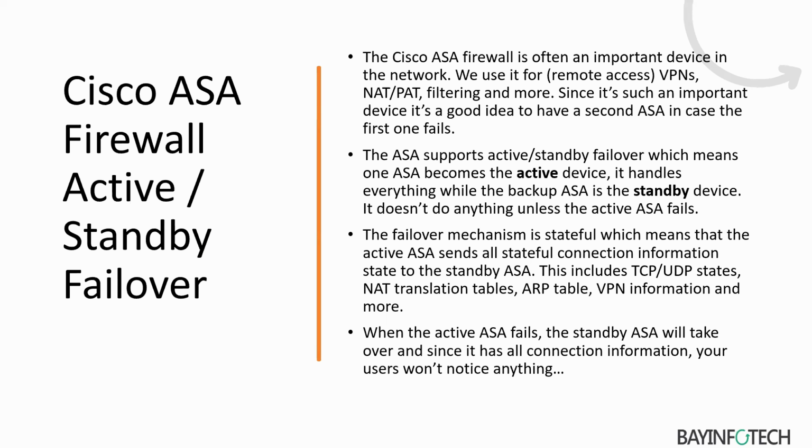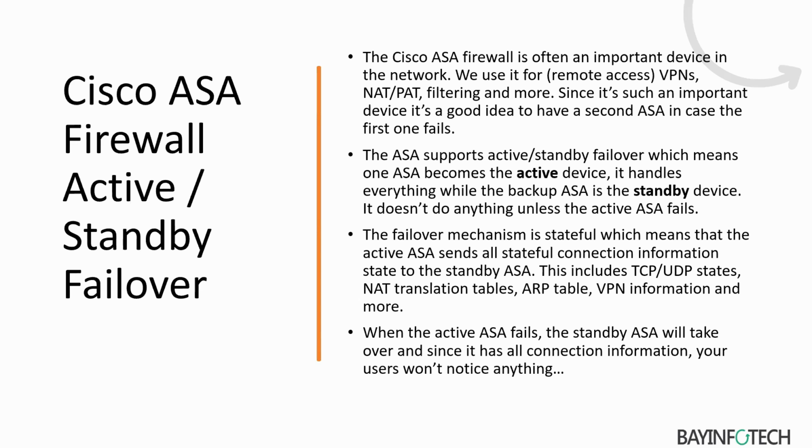Cisco ASA Firewall, active standby failover. Let's look into it. The Cisco ASA Firewall is often an important device as a part of your network. We use it for remote access VPNs, NAT or PAT, filtering, and more. Since it's such an important device, it's a good idea to have a second ASA in case the first one fails.